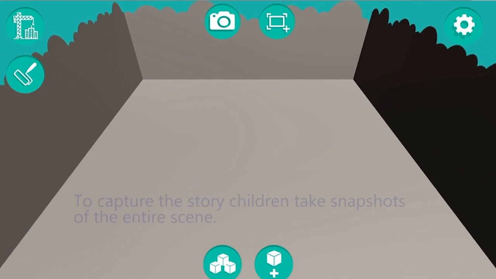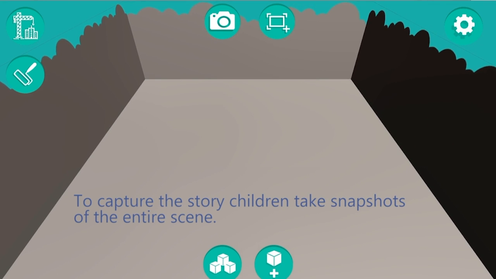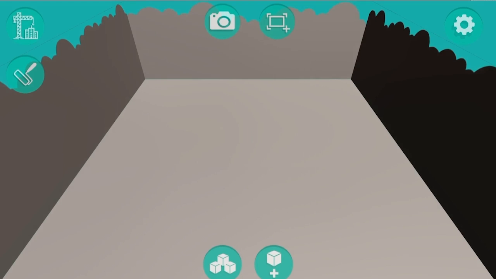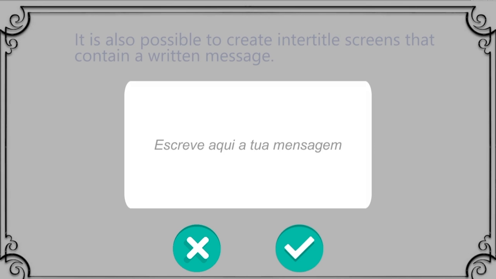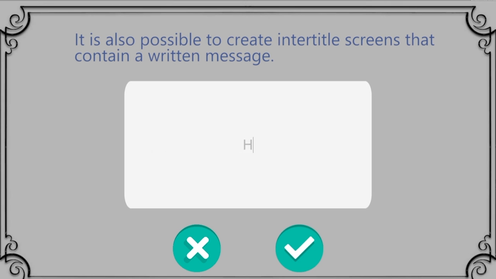To capture the story, children take snapshots of the entire scene. It is also possible to create intertitle screens that contain a written message.